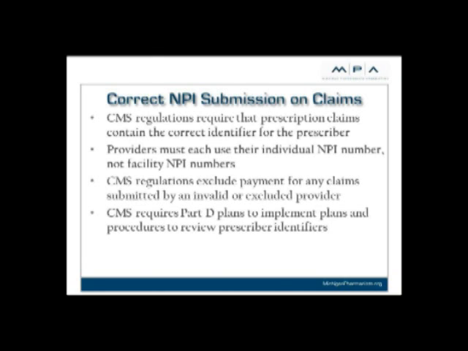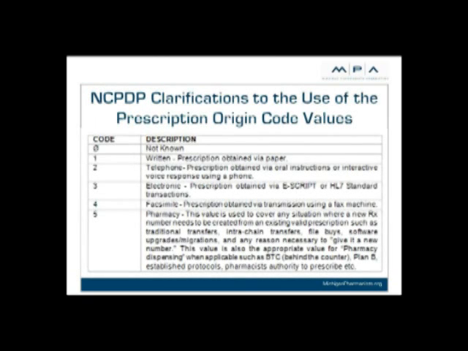In addition, an area that creates a lot of confusion is the origin code on the prescription. And I apologize if this slide is not necessarily very clear, but I want to make sure that you're aware that these are the NCPDP recommended origin codes for how you would submit. So if you get into your pharmacy a written prescription, you would submit the origin code of 1. If it's a telephone, it's 2, electronic, it's 3, and so on.